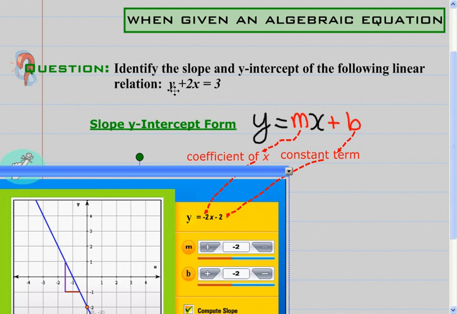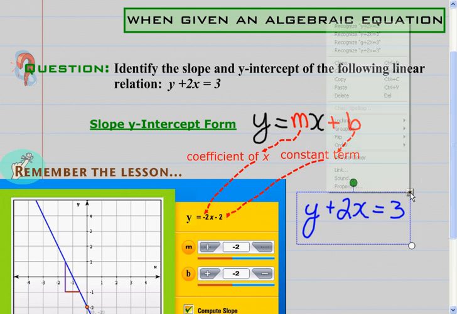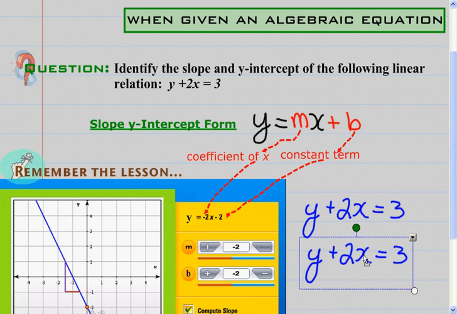So let's take a look at what we're given here. We're given an algebraic equation that looks like this. y plus 2x equals 3. Now if you notice, this equation is not in slope y-intercept form. Why? Because the y is not isolated. We have y plus 2x on the left-hand side. So what we're going to do, I'm just going to clone this, is we're going to rearrange this equation so that y is isolated.